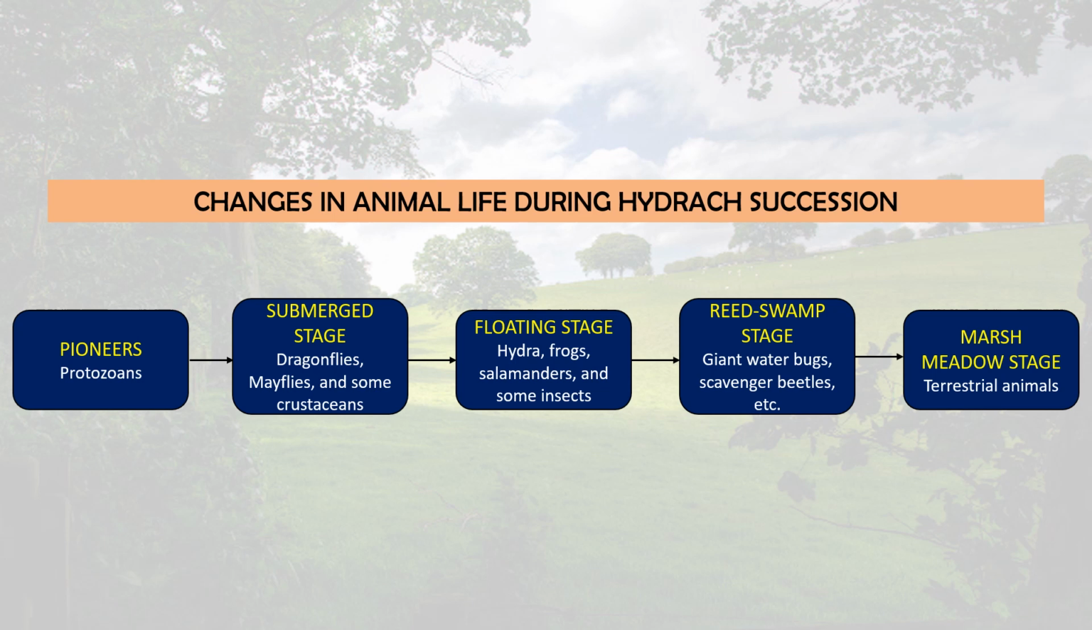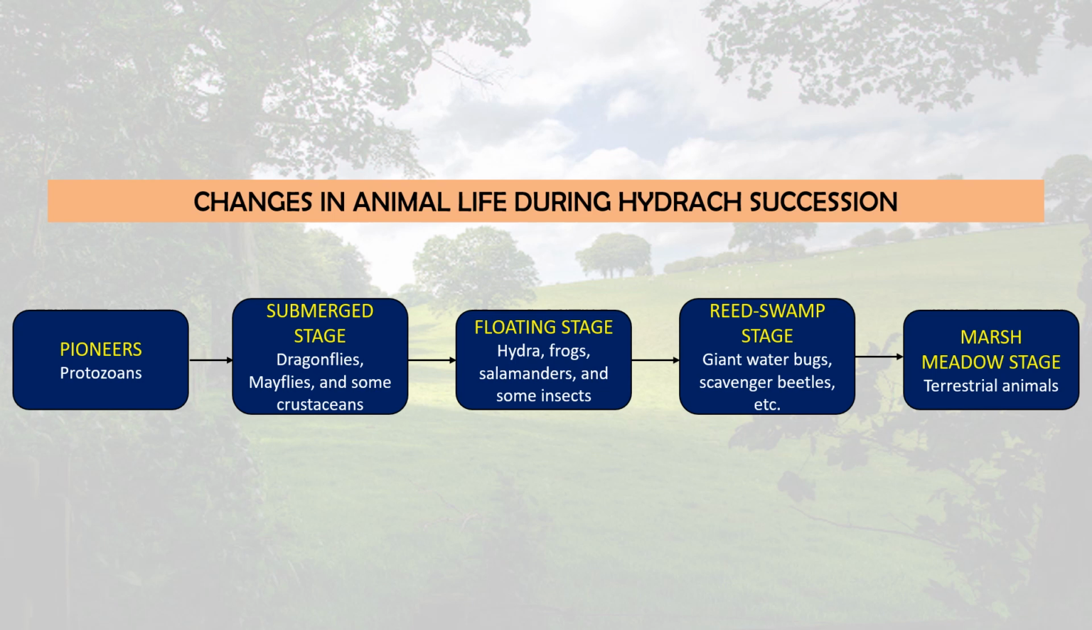Here, there are higher forms of vegetation. So the animals that have adapted to the barren pond bottom cannot exist in these conditions. So the caddisflies are replaced by other species that are able to creep over the submerged vegetation, like dragonflies, mayflies, and some crustaceans. Next stage is the floating stage.